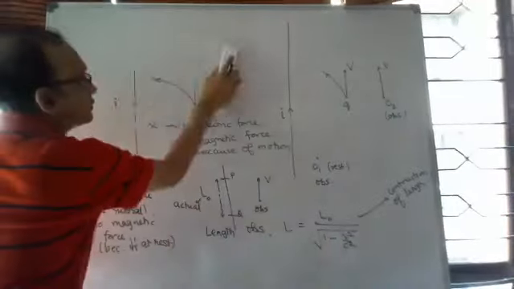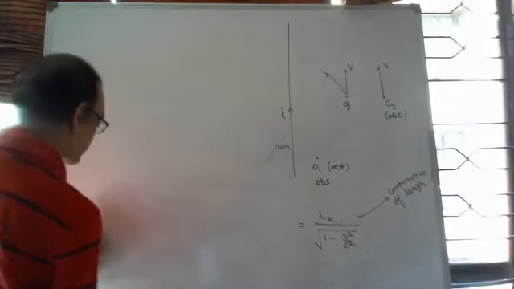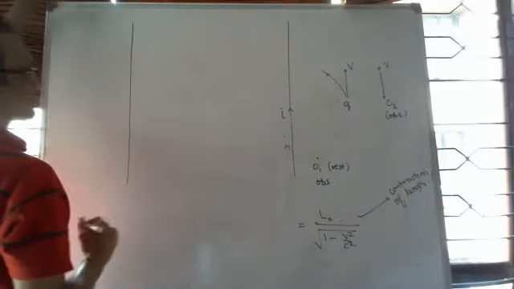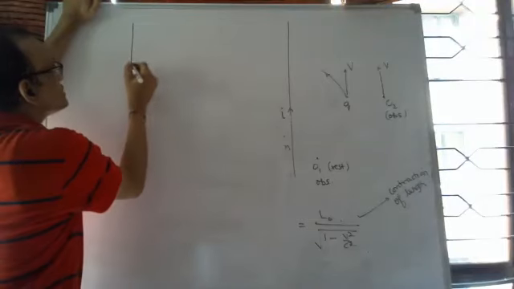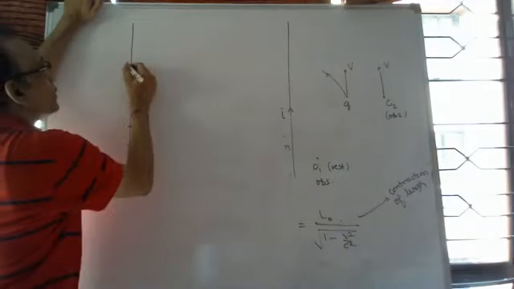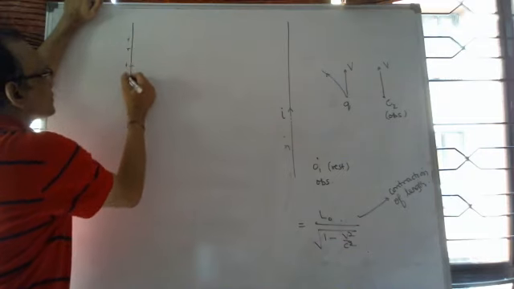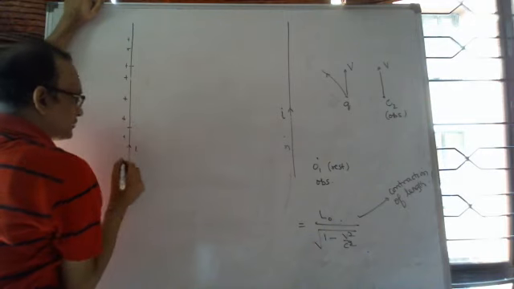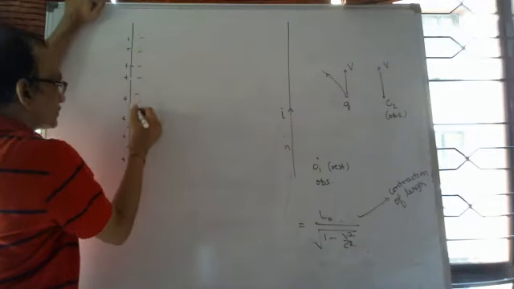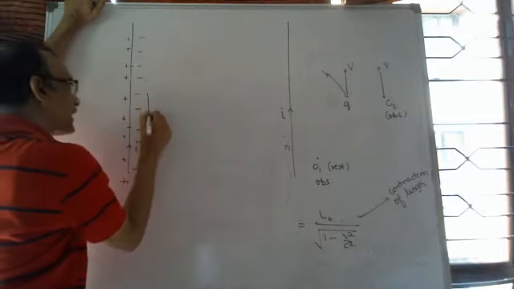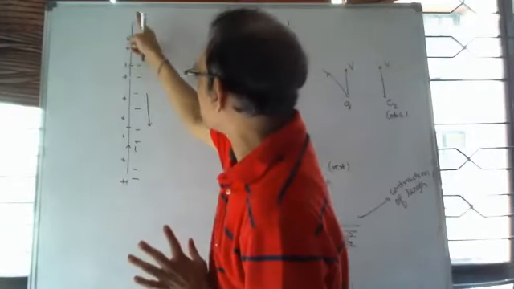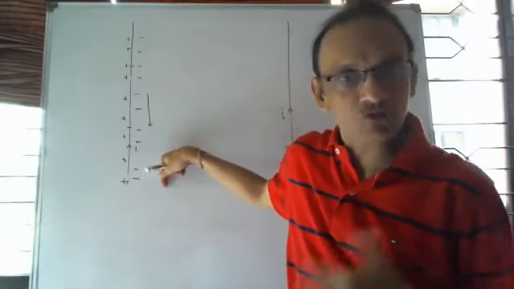Now, what is actually happening here? If current is in this direction, positive charges are fixed. In metallic conductors, positive charges are fixed, and the negative charges are moving opposite to the direction of the current. Negative charges are moving like this and positive charges are fixed. That is what happens when a current flows. This is the conventional direction of the current, opposite to the electronic current.